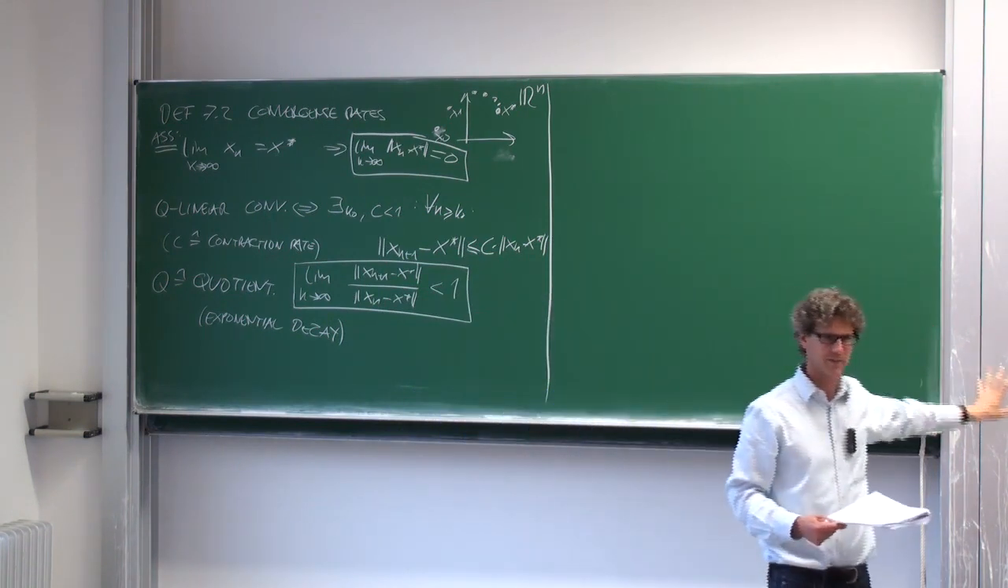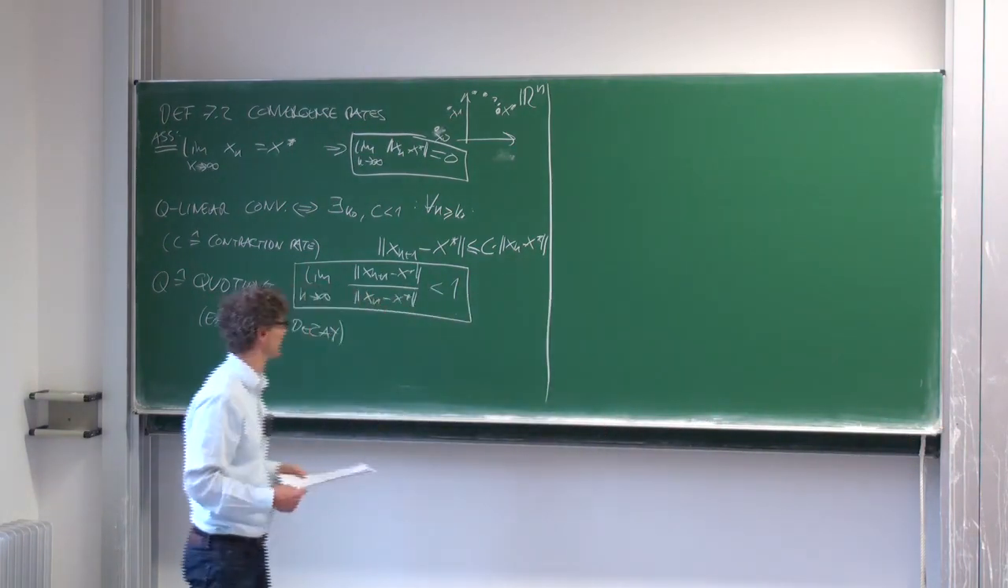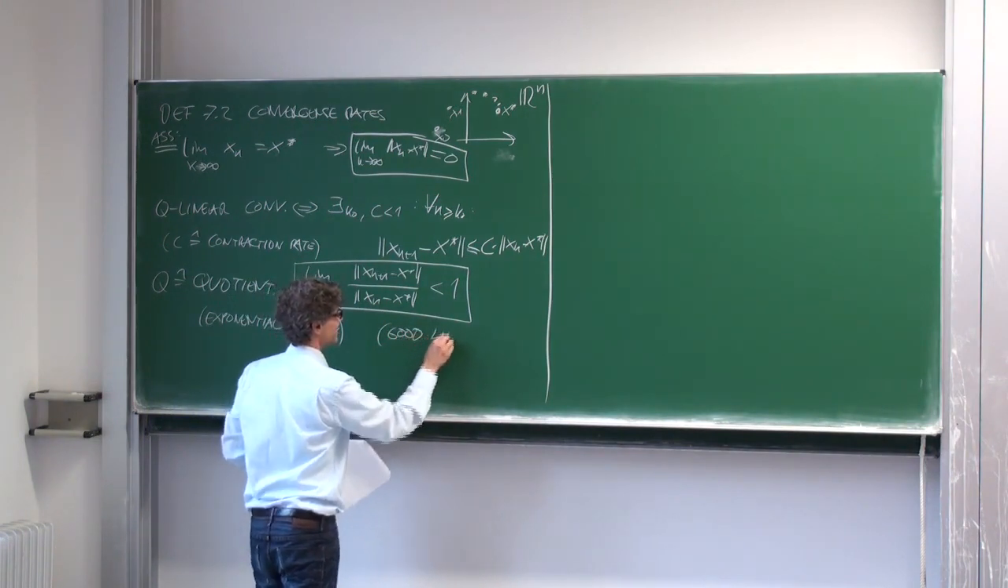So Q-linear convergence can be in practice either bad or good, depending on how big this constant is. So when I say good linear convergence, what do I mean?